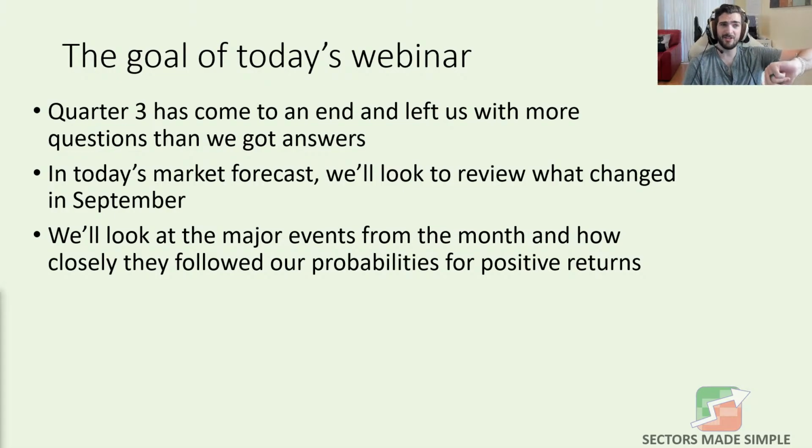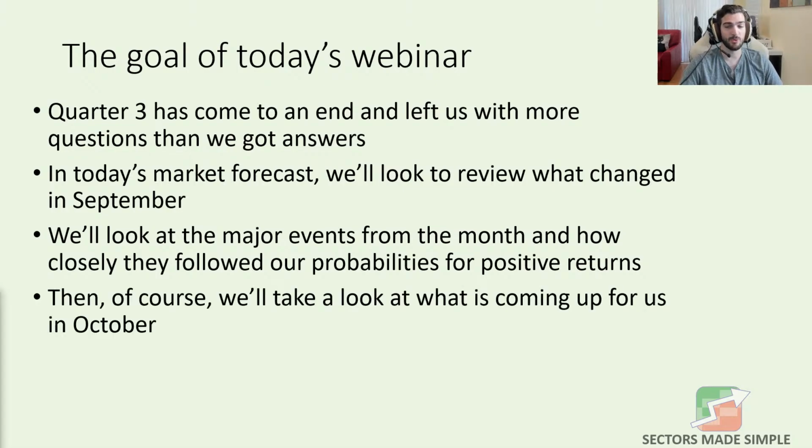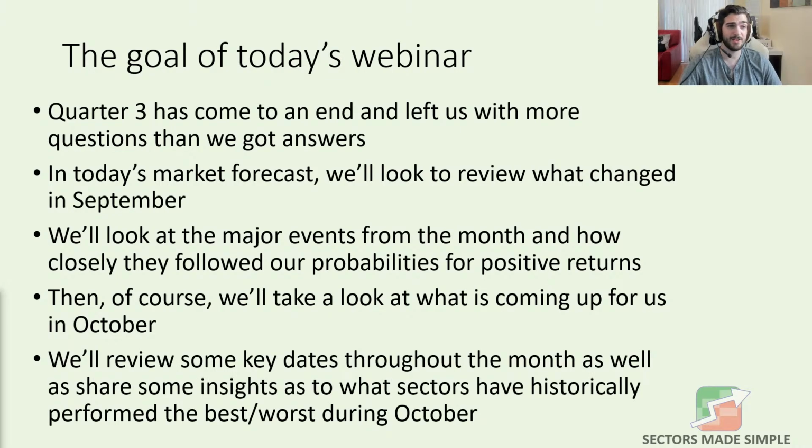Whenever we're looking at probabilities, the best thing we can do is say, all right, the future is now the past. How close were our predictions? So we're going to take a look at that today. We're going to compare September's performance to September's probabilities. And then, of course, we're going to take a look at what comes up for us in October. We're going to look at some key dates that you should be aware of throughout October, as well as some more probabilities and insights as to what sectors and the market as a whole has done in the past throughout October.